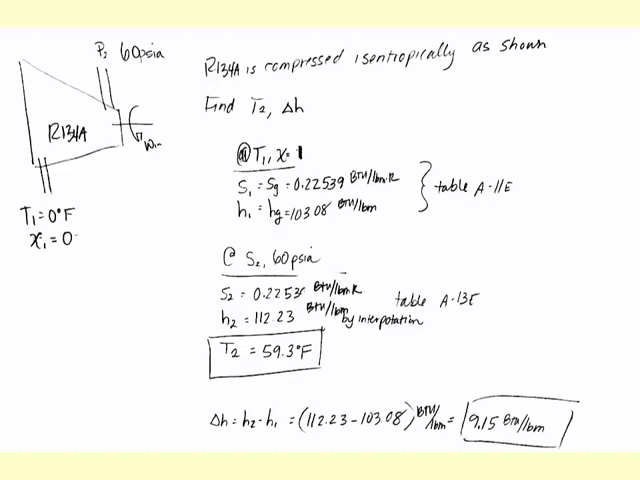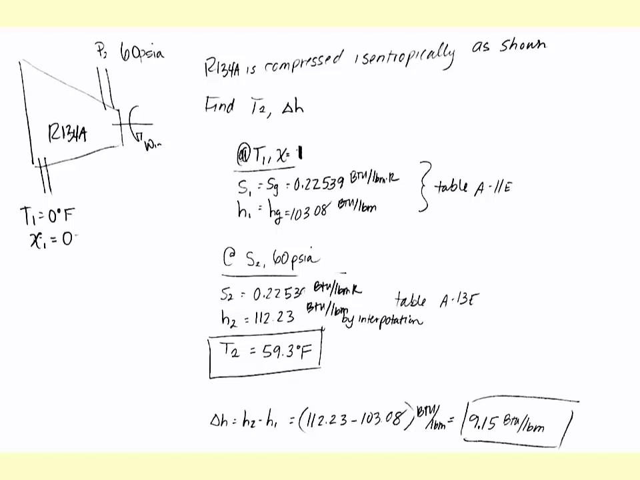Okay, so again, by interpolation, between those two values, using the same method we've used before, we find that our S2 lies between those two and is pretty close to 60. So T2 is 59.3 degrees Fahrenheit. So we found the exit temperature.